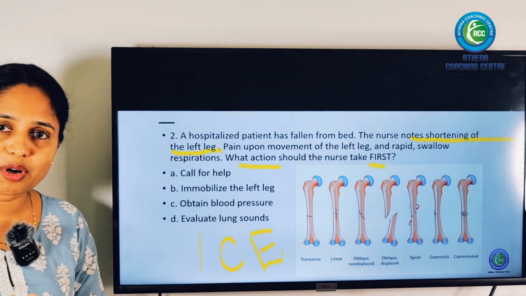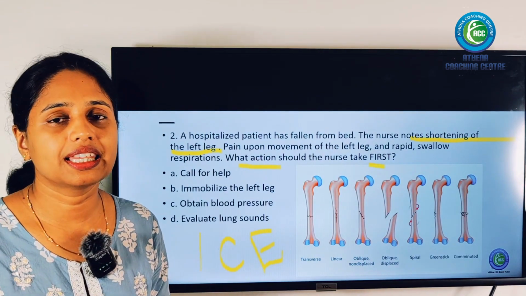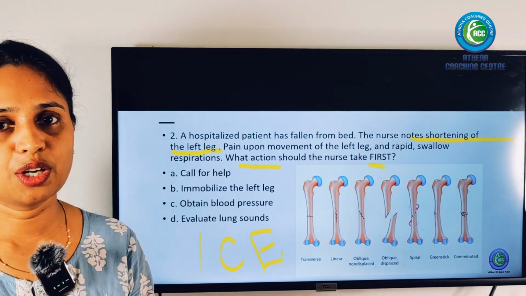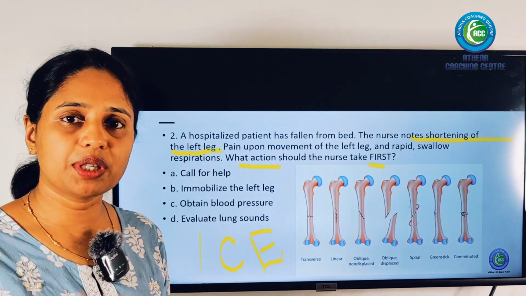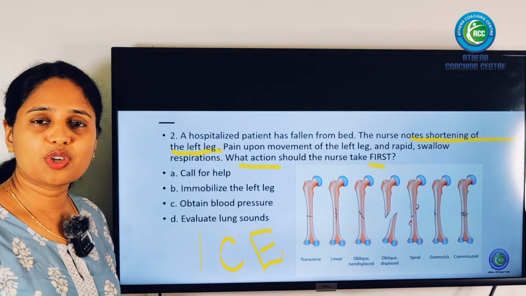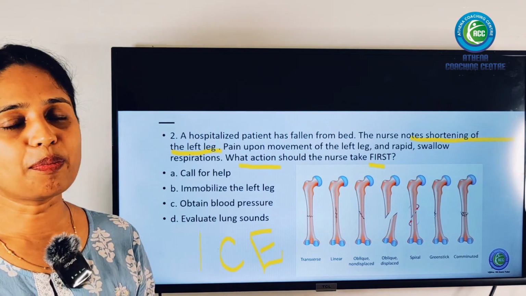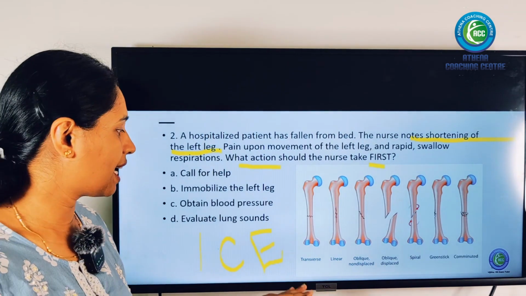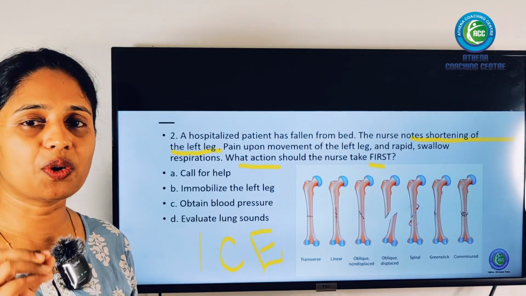First, you need to immobilize the patient. Then you can apply cold application. Then you can elevate. Now, when you learn something, whether it is a sign or an intervention, what you need to do is ask why. Why immobilization? Why apply cold? Why elevation? So you have to get the answer for why.